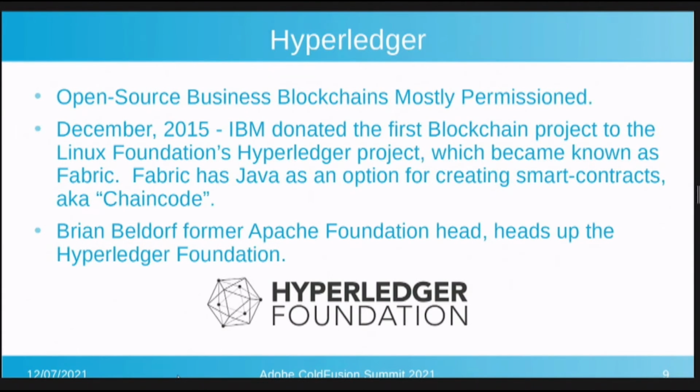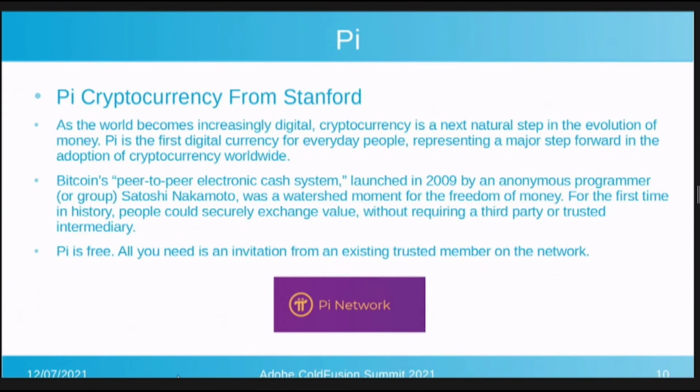Okay, this is another really interesting project. This came out of Stanford University, and it's a cryptocurrency, but it's a cryptocurrency you don't have to buy. All you have to do is be invited into the network by somebody who's already on the network. I joined pretty early on because it really interested me in what they were doing. It doesn't have a fiat equivalency. So when I said before that Bitcoin's worth about $50,000, there is no equivalency in Pi to fiat currencies.